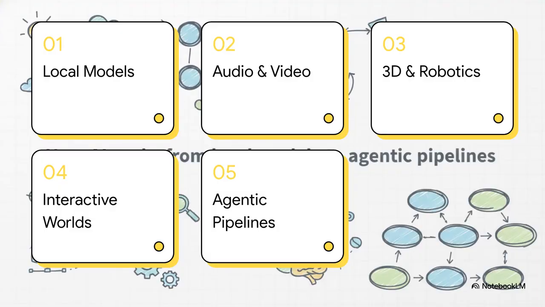We are categorizing these open source tools from the most accessible hardware requirements right up to the most advanced integrations. So we've got 1. Beginner local models. 2. Audio and video generation. 3. 3D assets and robotics. 4. Interactive world models. And 5. Agentic media pipelines. Let's get started.